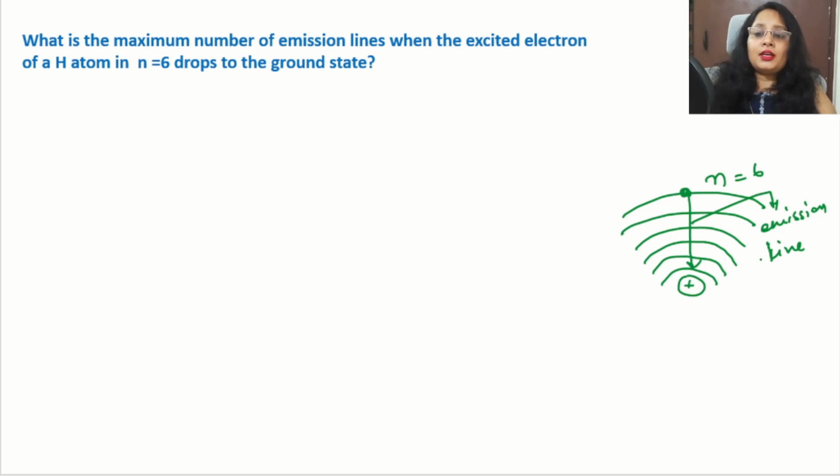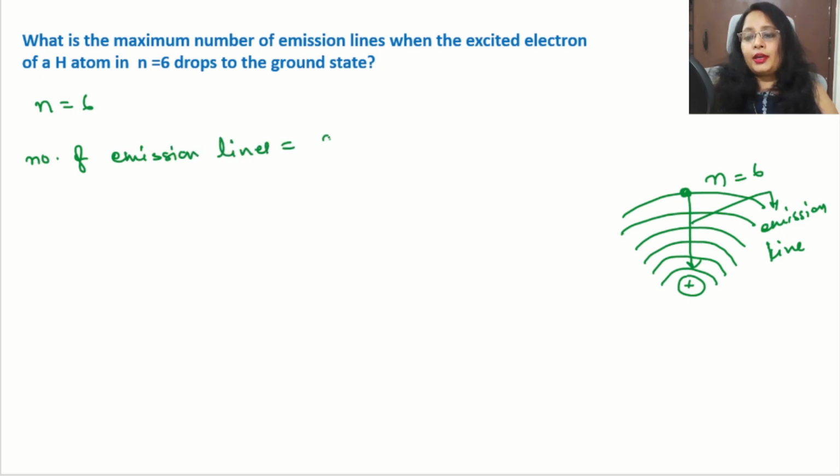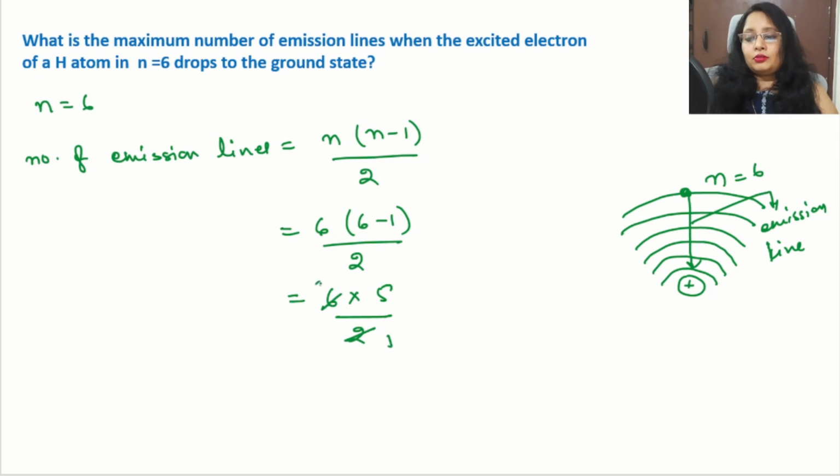So now in this question they are asking the number of emission lines, how many it will create. So here the value of n is equal to 6. So the formula, we will directly put in the formula: number of emission lines is equal to n(n minus 1) divided by 2. Now here the value of n is 6. So 6(6 minus 1) divided by 2. Now 6 into 5 is 30, divided by 2. Now 2 threes are 6, and 5 threes are 15 lines.